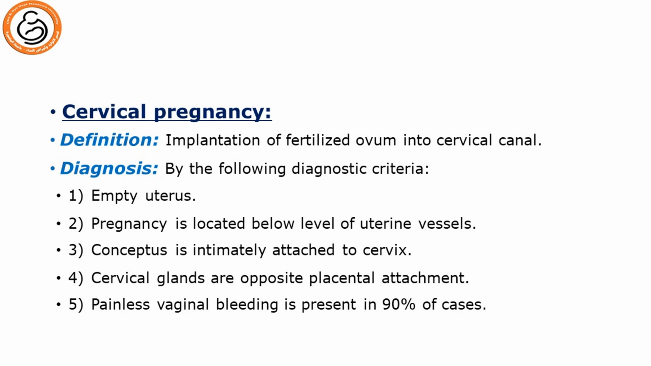Another type of ectopic pregnancy is cervical pregnancy, which is defined as implantation of fertilized ovum into the cervical canal. Diagnosis is by the following criteria. Empty uterus. Pregnancy is located below the level of the uterine vessels. The conceptus is intimately attached to the cervix. This is to exclude the cervical portion, where the cervix is not attached to the fetus and the fetus is originally implanted into the uterine cavity and becomes dislodged and retained in the cervical canal without attachment. Cervical glands are opposite to the placental attachment. There is painless vaginal bleeding in up to 90% of cases.